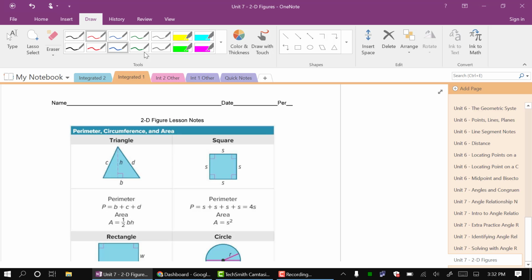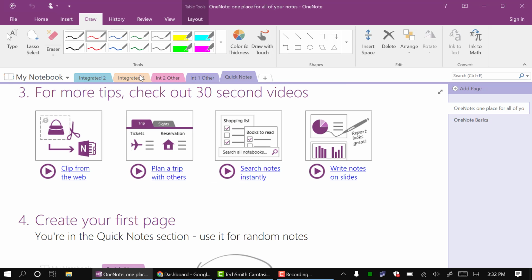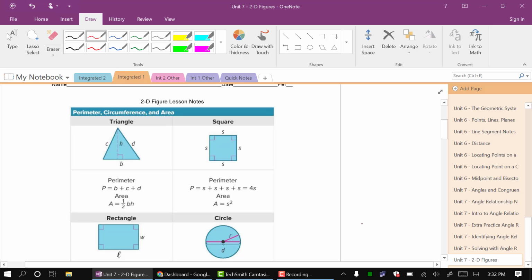To find the area and perimeter of a triangle, for the perimeter you're going to add up all the sides. So your sides are C, B, and D. So you add all those up. That gives you the perimeter. To find the area, you're going to multiply 1/2 times B times H.